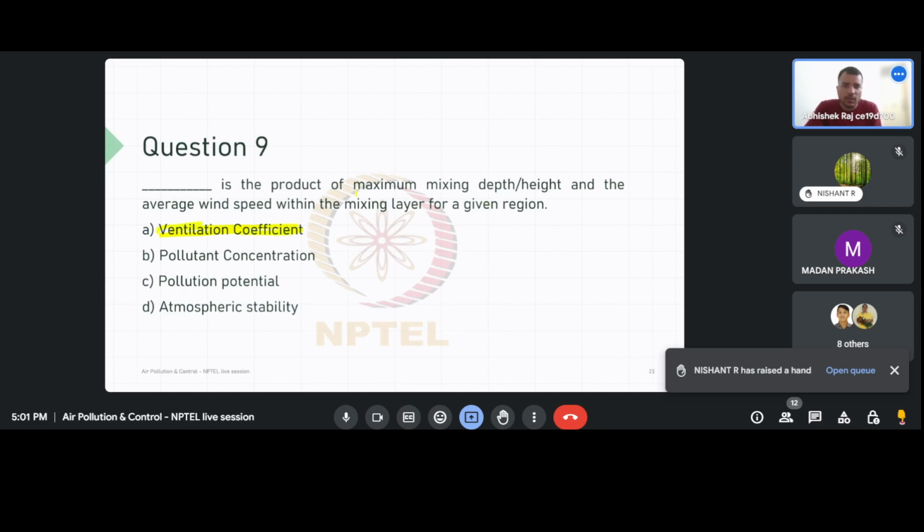So the basic thing is first we need to take the mixing layer. It should be within a mixing layer; we cannot change the layers. Within a mixing layer, we take the average wind speed and take its product with the maximum mixing depth or height. So Vc is equal to the maximum mixing depth or height multiplied by the average wind speed, and this will be the ventilation coefficient, Vc. So the correct answer is option A here, ventilation coefficient.